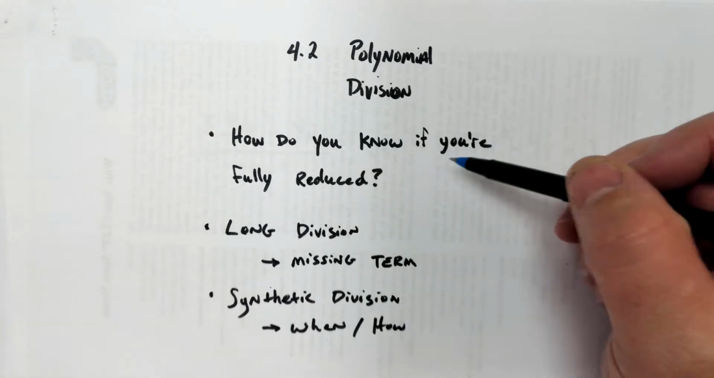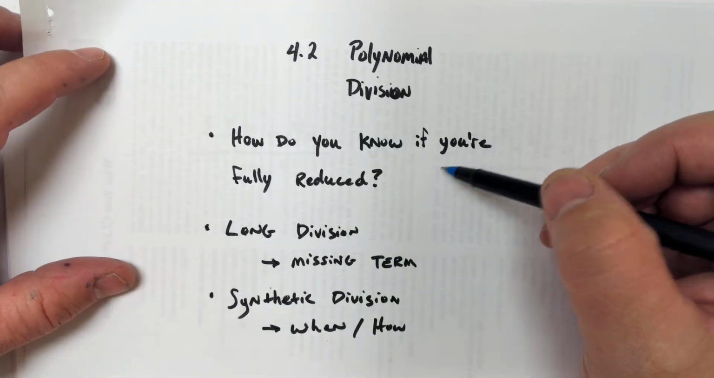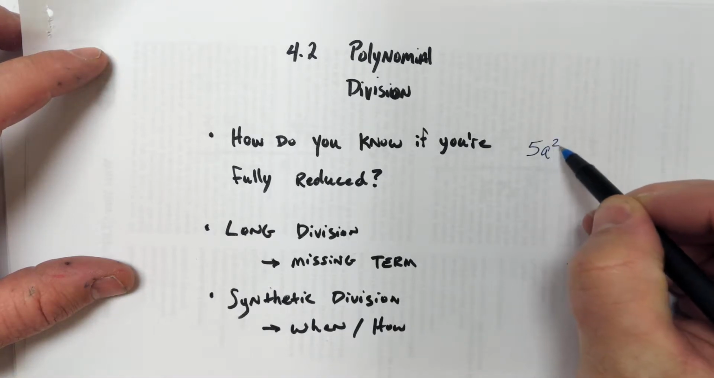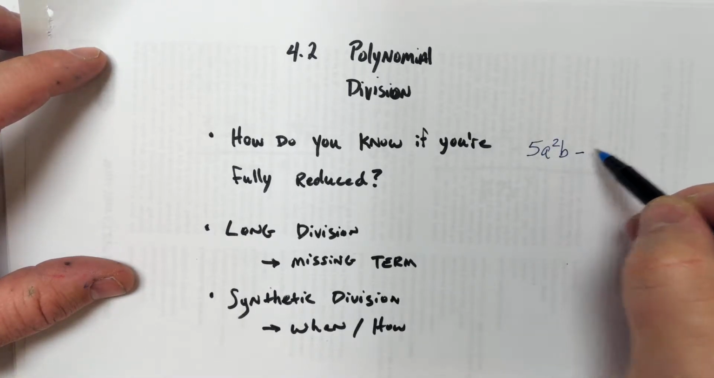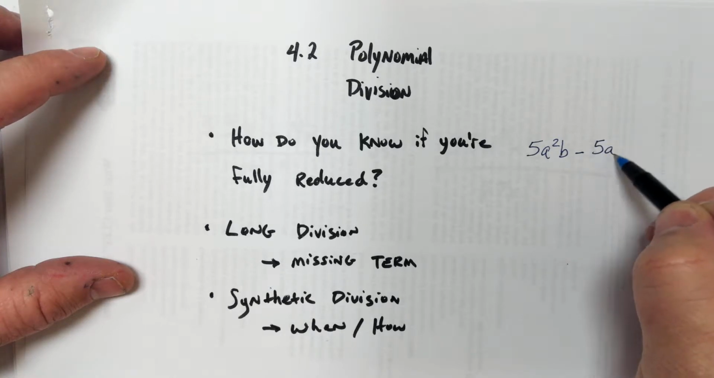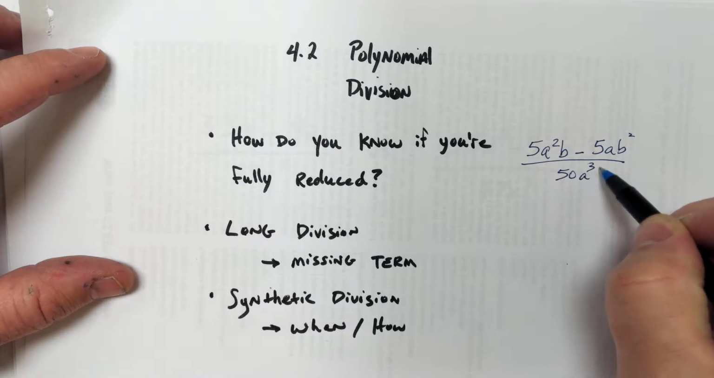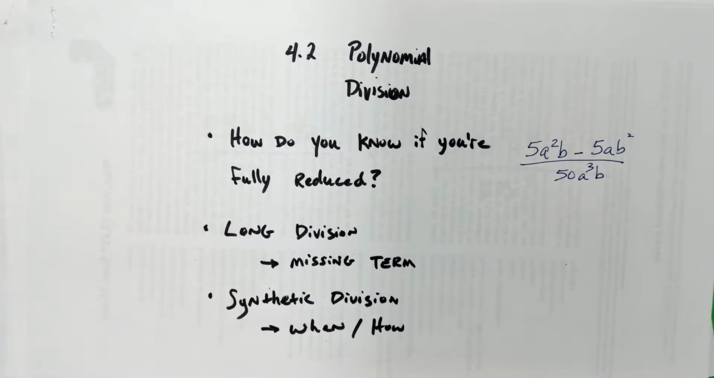We're going to learn, we're going to see something like this, and how do you know when you're fully reduced for something like, let's say we had 5a squared b minus 5ab squared divided by 50a cubed b. How would you know if you're reduced or not? We're going to talk about that.